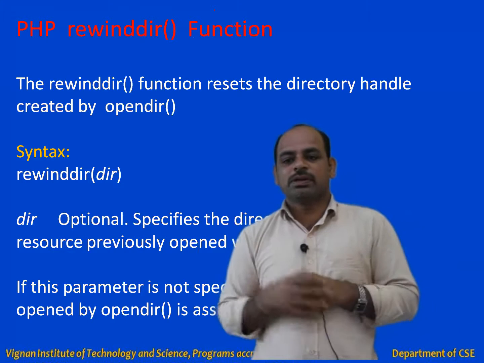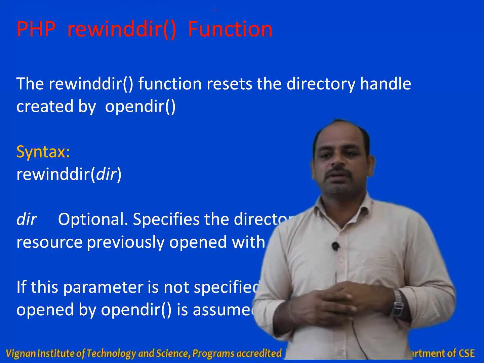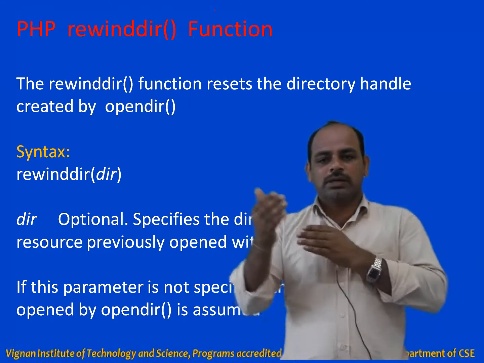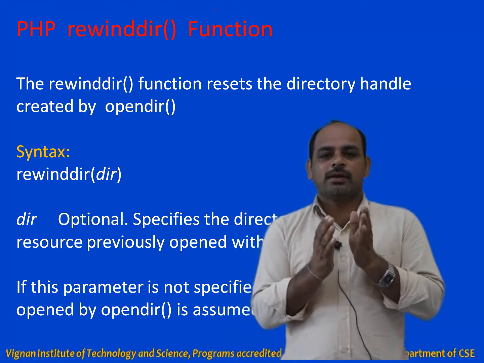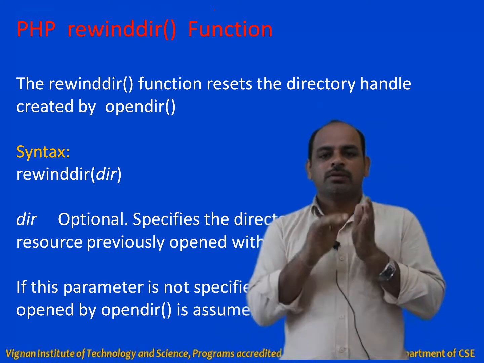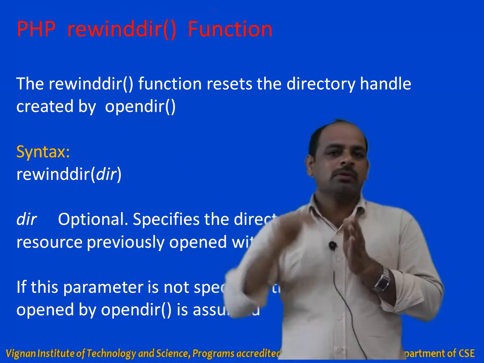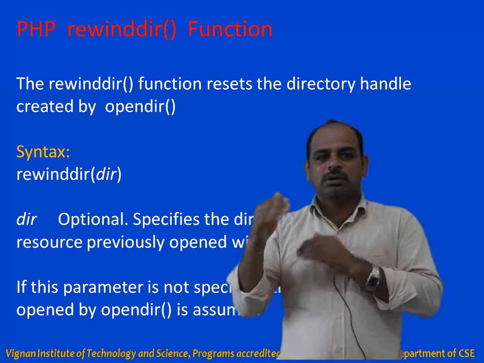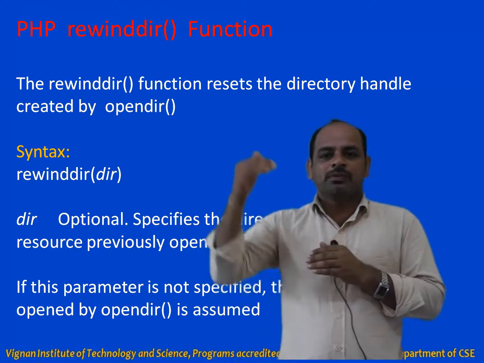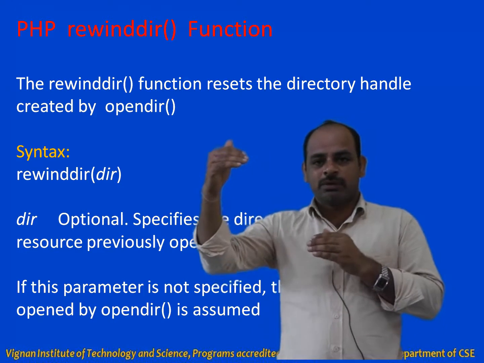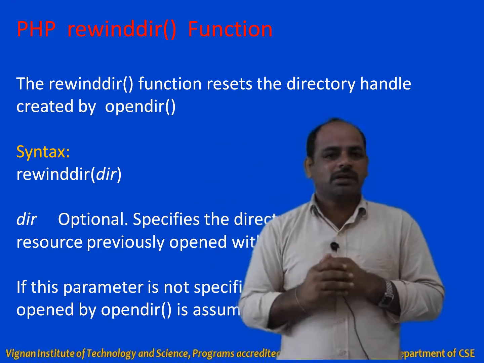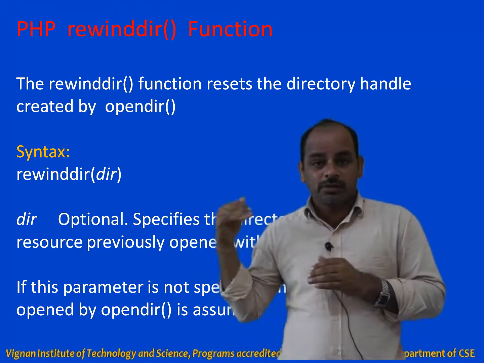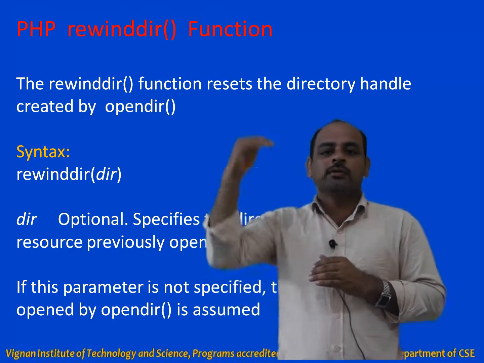Next, rewinddir. The rewinddir function resets the directory handle created by opendir. That means opendir will create a directory handle, which is just like a directory pointer pointing to the beginning of the directory when it is opened. When it starts reading the content of the directory, the directory pointer will move to the end of the directory. Again, if you want to read the same content from the directory, you have to reset the directory handle to the beginning of the directory.